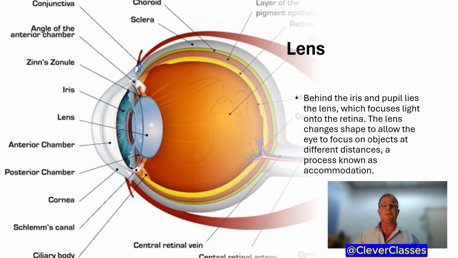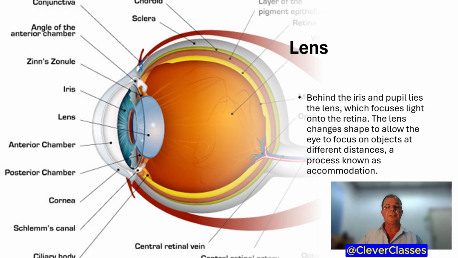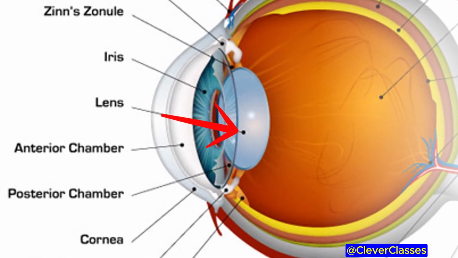Behind the iris and pupil lies the lens, which focuses light onto the retina. The lens changes shape to allow the eye to focus on objects at different distances, a process known as accommodation.